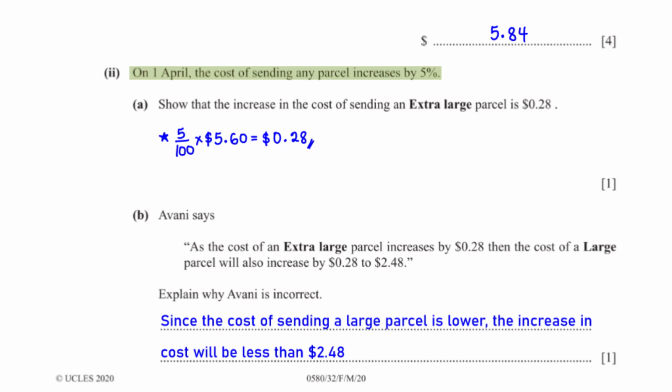Avani says, as the cost of an extra large parcel increases by $0.28, then the cost of a large parcel will also increase by $0.28 to $2.48. Explain why Avani is incorrect. The cost of sending a large parcel, which is $2.20, is less than the cost of sending an extra large parcel, which is $5.60. And so the increase in cost, which is 5% of $2.20, will be less than $0.28.